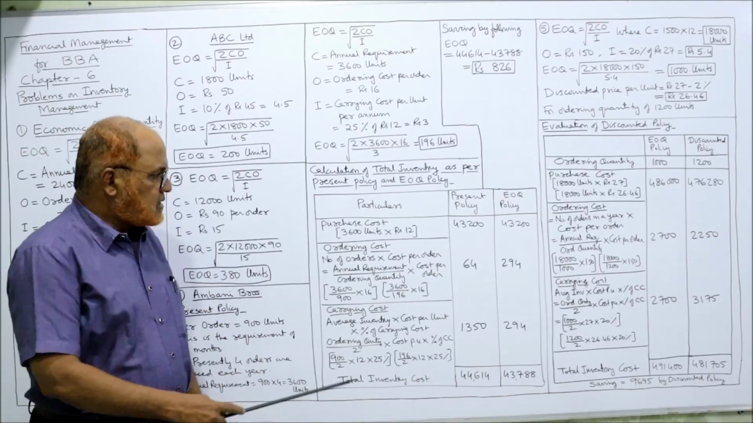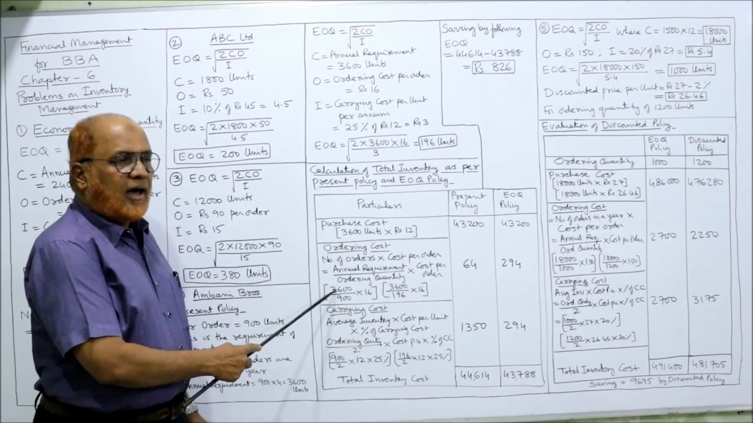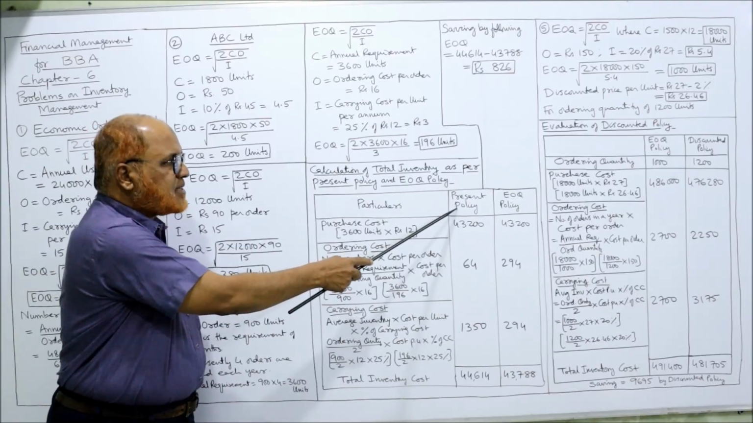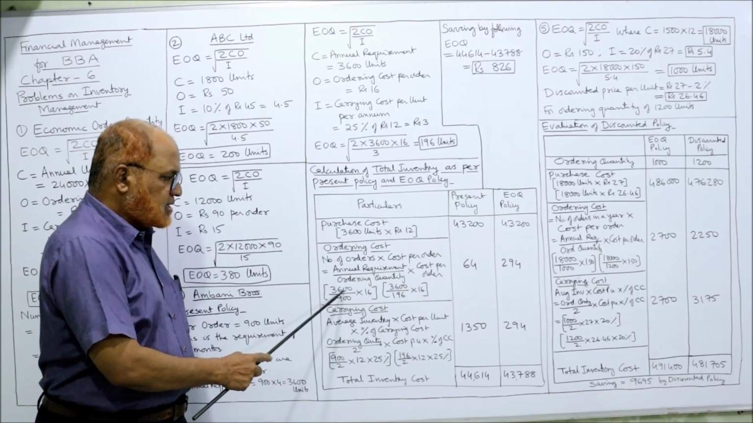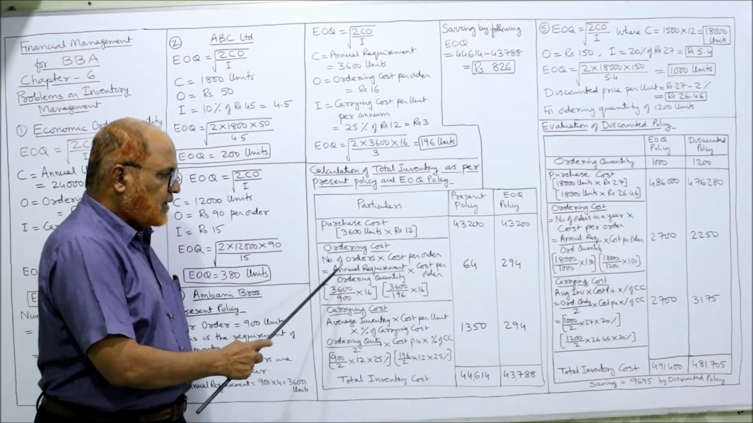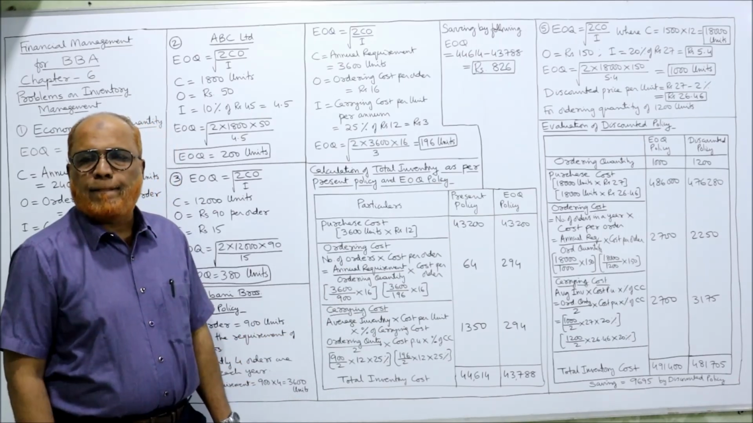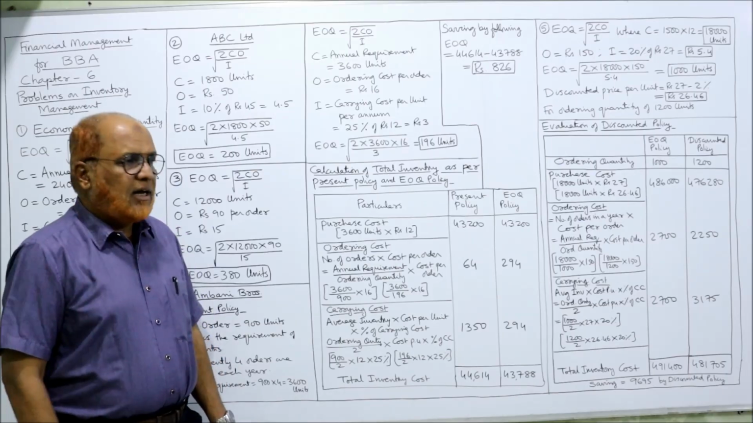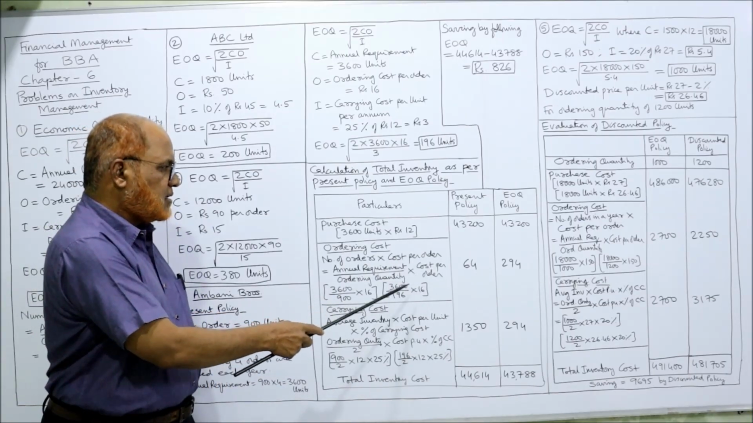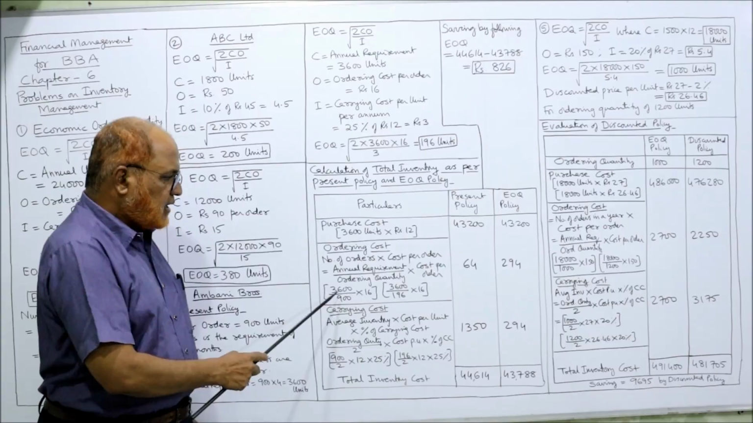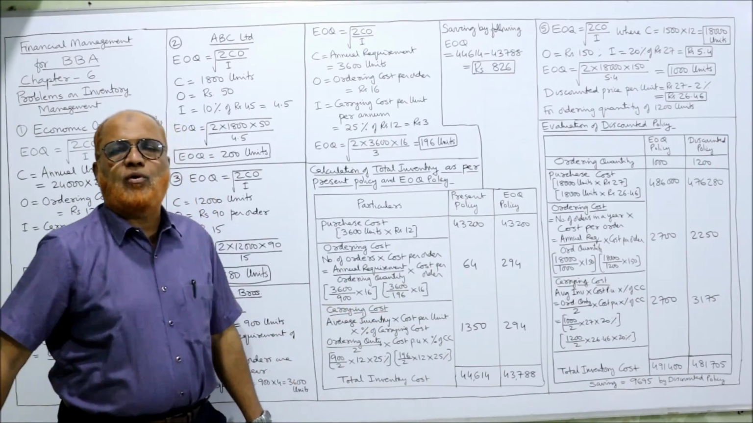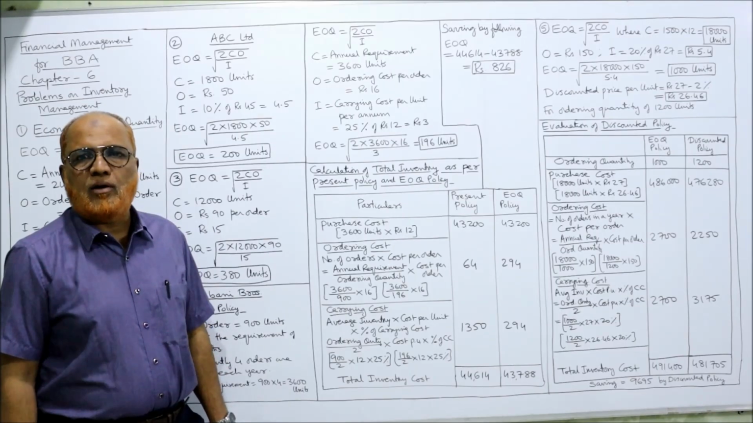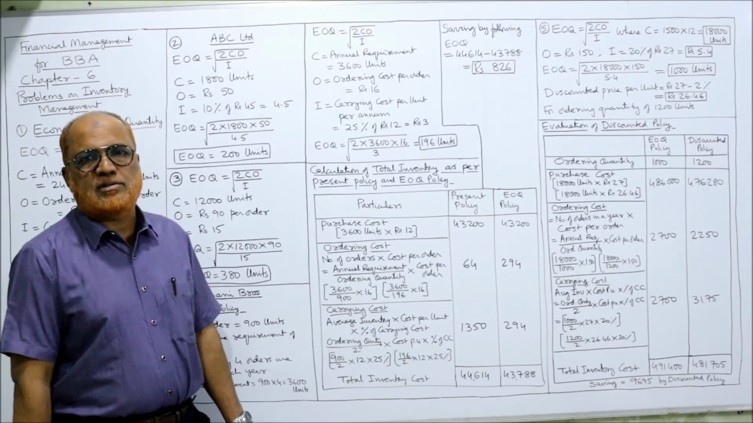Annual requirement is 3600 and ordering quantity in the present policy is 900 units. So 3600 divided by 900 will give you number of orders, into cost per order, 16 rupees. So 3600 by 900 into 16, you will get 64 rupees is the ordering cost in the present policy.